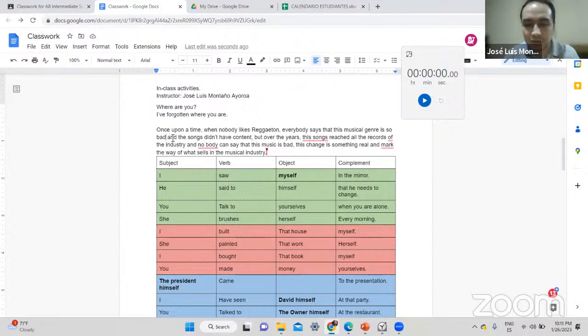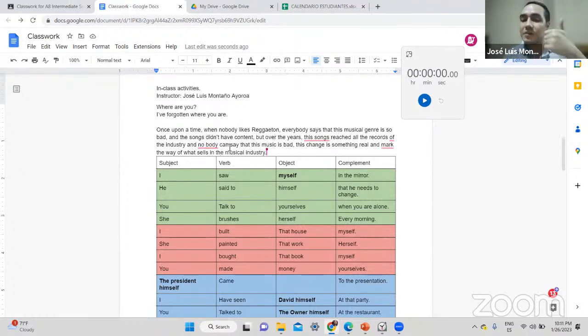Why? Because you have another complete idea. The songs didn't have content. All right. But over the years, so this is a very long idea. There's not an end. You are giving like a long introduction, and it's not bad. It's good. But that's why we have a lot of commas.